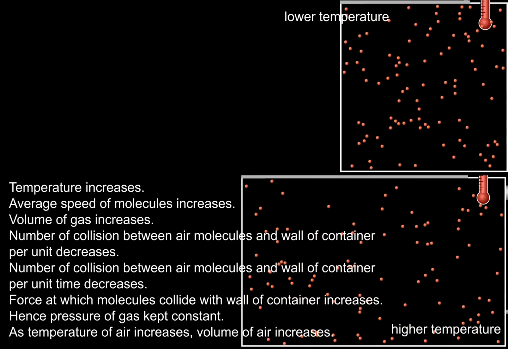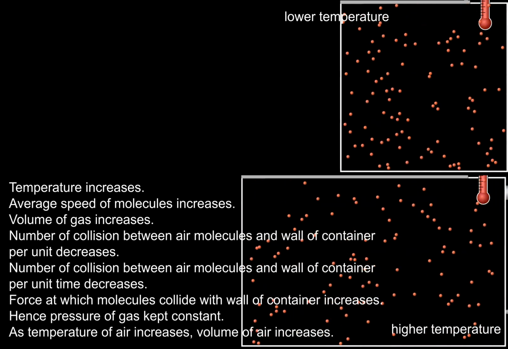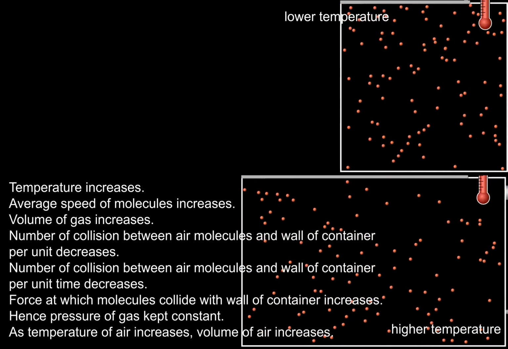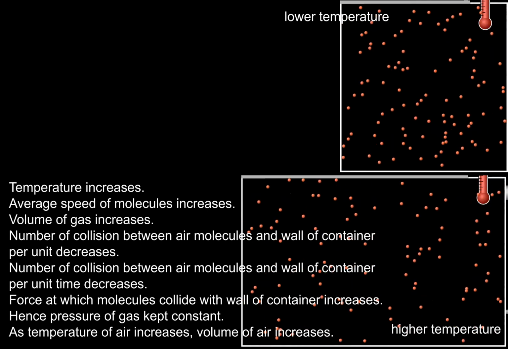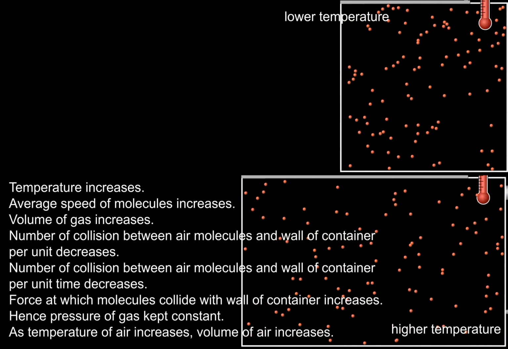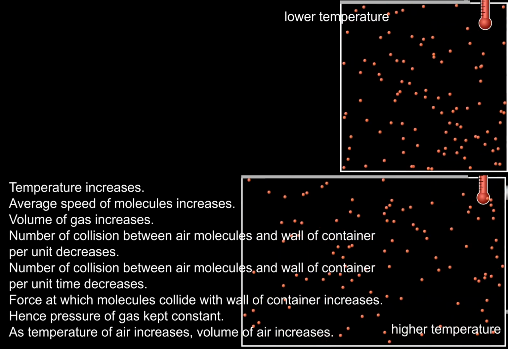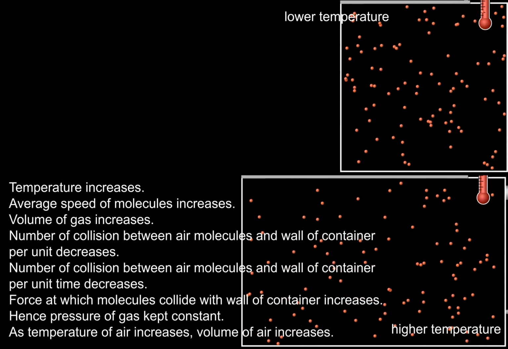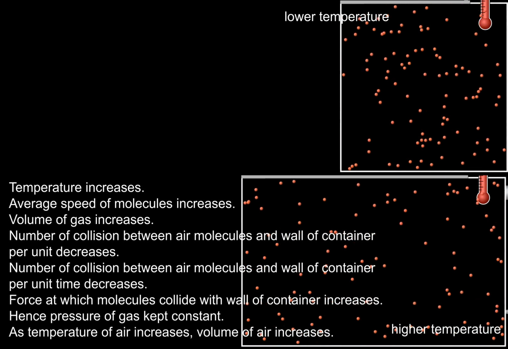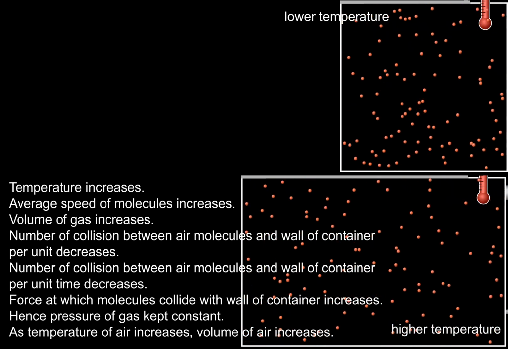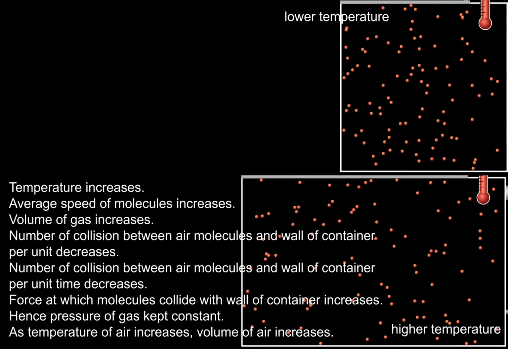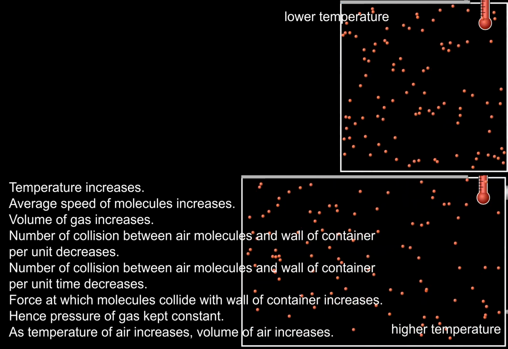So the number of collisions per unit area per unit time decreases, but the force at which the molecules strike the chamber increases. And hence the pressure of the gas in this way is kept constant. So to summarize, as the temperature increases, the volume of the gas also increases, provided the pressure of the gas is kept constant.